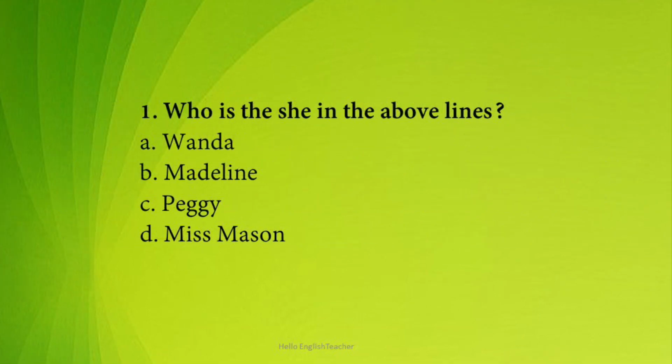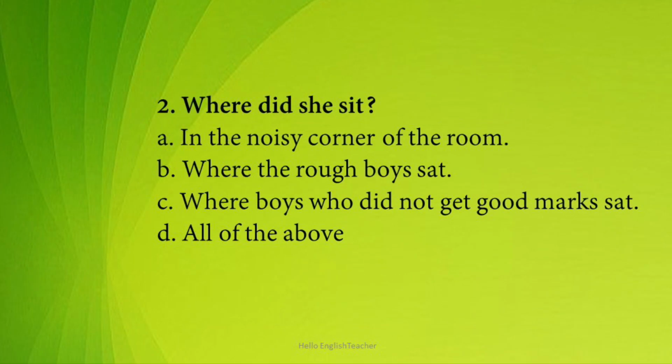Question number 1. Who is the she in the above lines? Is it Wanda, Madeline, Peggy or Miss Mason? So, she here is Wanda. So, the answer is A, Wanda. Question number 2. Where did she sit? So, where did Wanda sit? In the noisy corner of the room where the rough boys sat, where boys who did not get good marks sat, or all of the above. So, we know everything is correct. So, the answer is D, all of the above. So, in that corner, that was the noisiest corner and all the rough boys sat there and they did not get good marks either. So, she sat along with them.